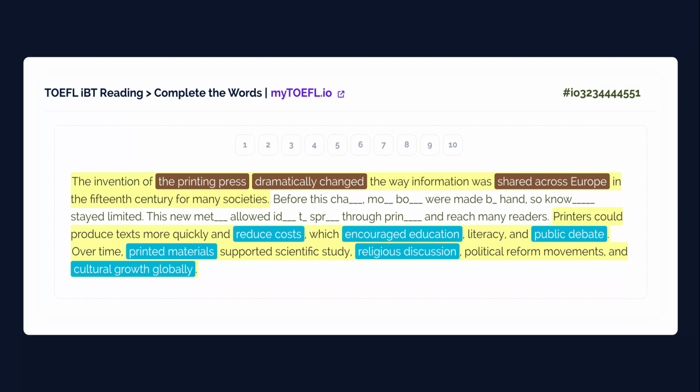Now that we understand the context of the printing press, let's look at the first part of the second sentence and identify the missing letters based on our reading. Focus on the word following the word this. Before this chain, the question provides the letters C, H, and A, followed by three blanks.